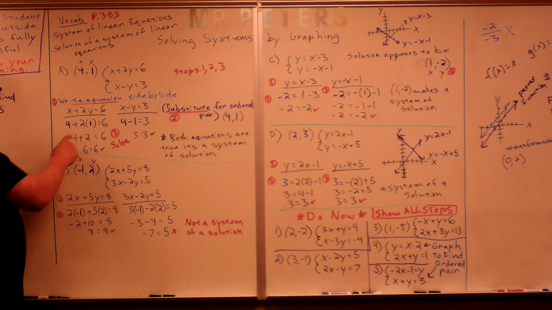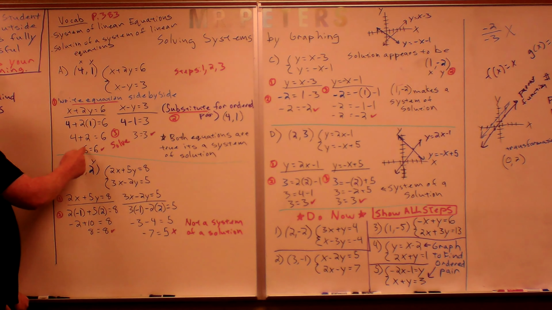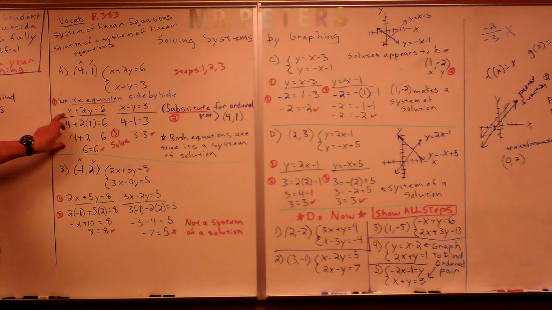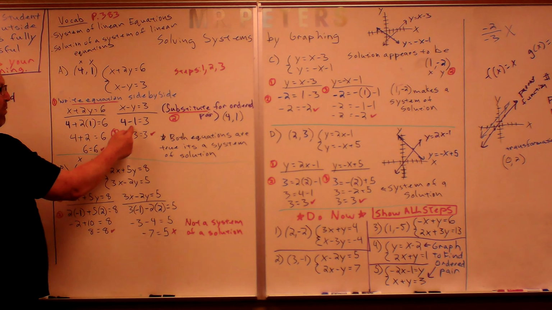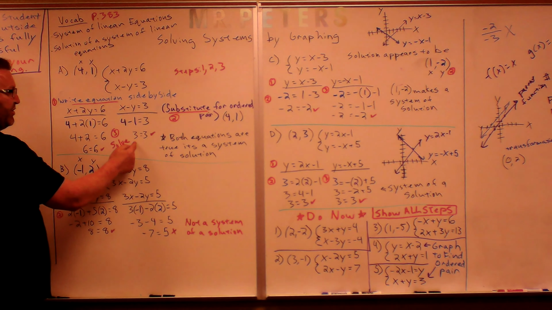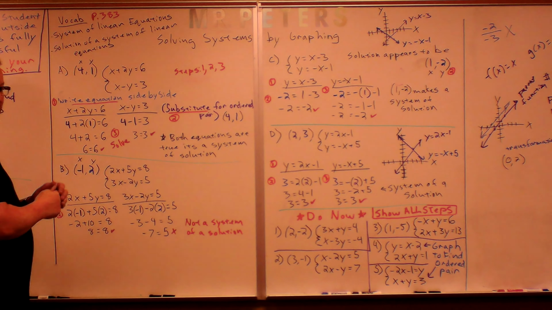From here, then we're going to solve, we're going to do order of operations. 2 times 1 is 2, bring down the 4. 4 plus 2 is 6, 6 equals 6. So what we're trying to do is prove this equation as being true, okay? Now we're going to do the next one. We're going to plug in the 4, we're going to plug in the y, and we're going to solve for it. 4 minus 1 is 3, 3 equals 3. Both of these solve. Both of these are true statements.